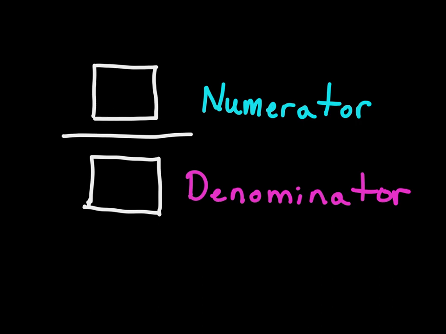Every fraction has a numerator, which is the top number. Then it has a fraction bar, and then it has a denominator, which is on the bottom. So in 4/5, 4 would be the numerator, and the 5 would be the denominator.